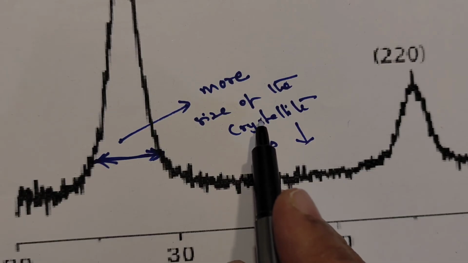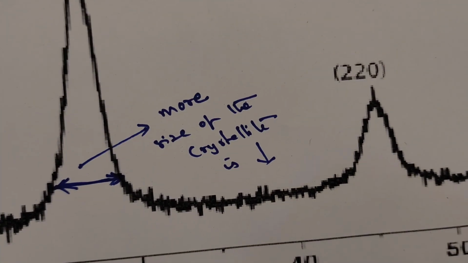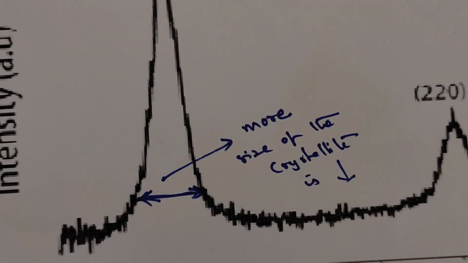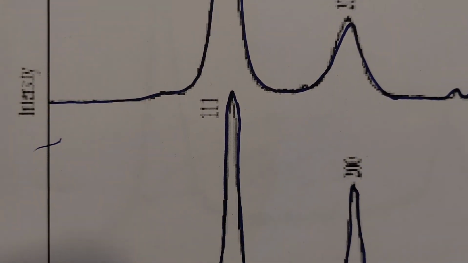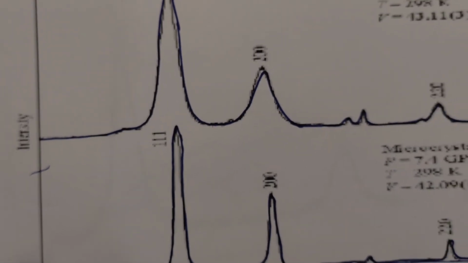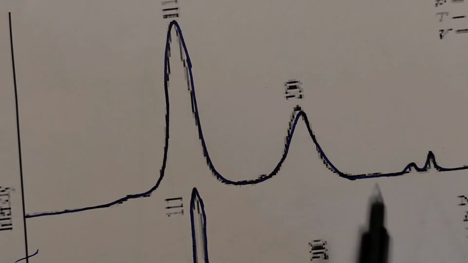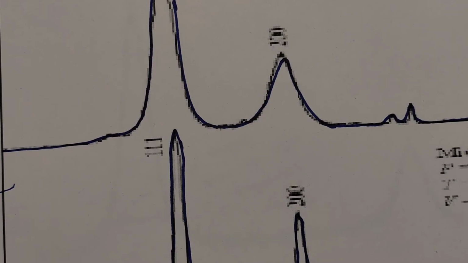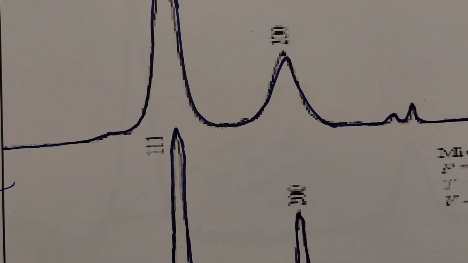And it also gives information about the crystallinity. If sharp peaks are obtained, then we can say that the crystallinity of the diffraction pattern related to the particular material is more as compared to the others. For this, I have taken a comparison between two materials. See here, the diffraction pattern related to this material and this material. The diffraction pattern above is broad and below is sharp.